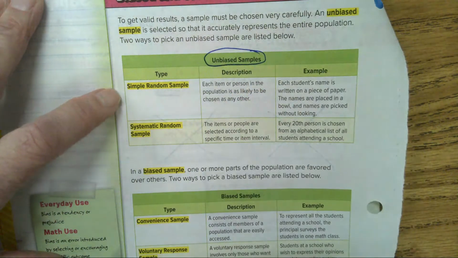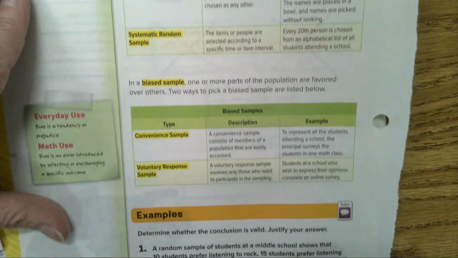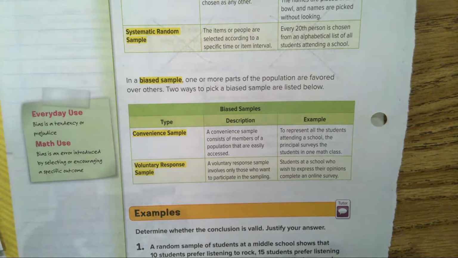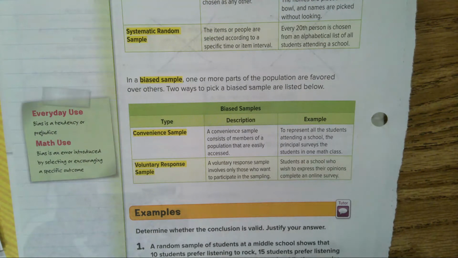Okay? Now, a biased sample is one where one or more parts of the population are favored over others. That's a nice way to put it. It's favored over others. 2 ways to pick a biased sample are listed below.